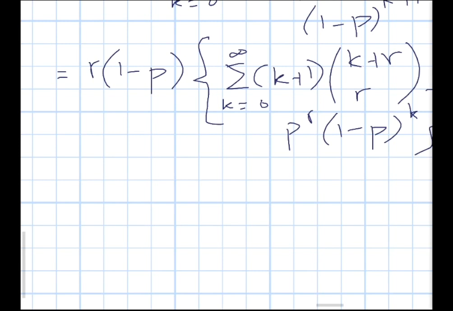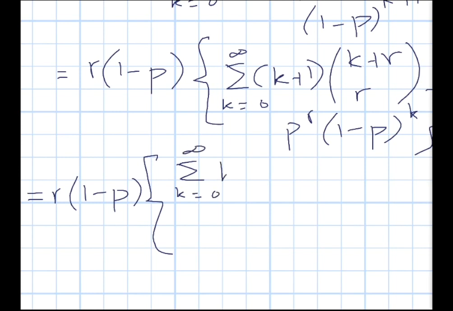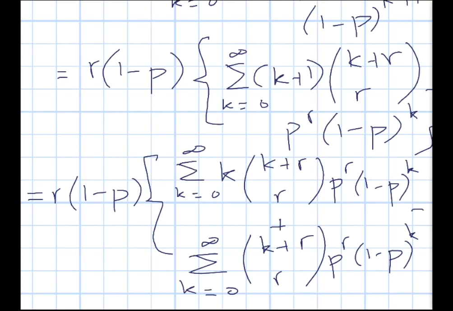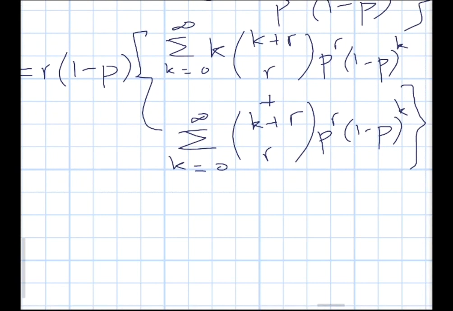Now let's split it into two separate summations. So we get r times (1 minus p) times the sum from k equals 0 to infinity of k times (k plus r choose r) p to the r (1 minus p) to the k, plus the sum from k equals 0 to infinity of (k plus r choose r) p to the r (1 minus p) to the k. So this is equal to r times (1 minus p).